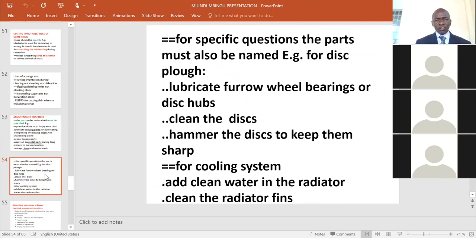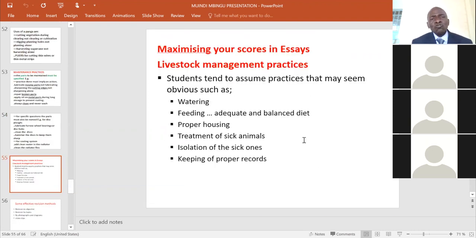Or that we had already gone through that particular slide in an earlier slide. Let us look at some few ways of maximizing our scores in essays. There are some points that are often forgotten by candidates, or the candidates present them in brief that does not earn them maximum marks.